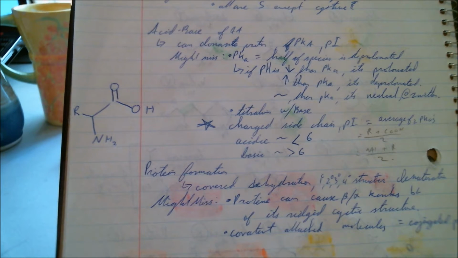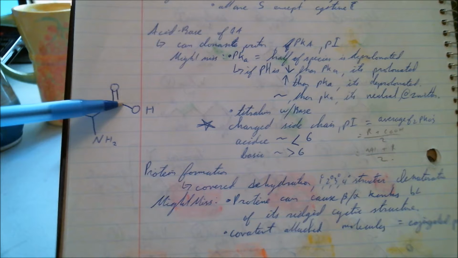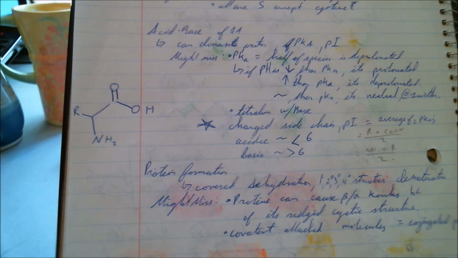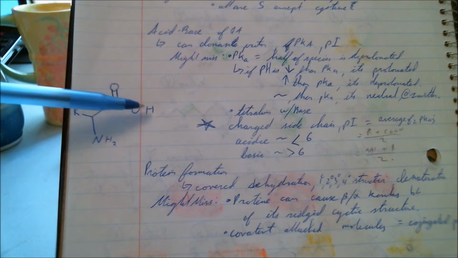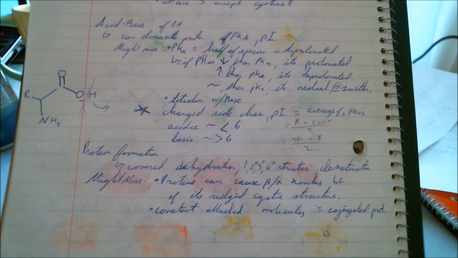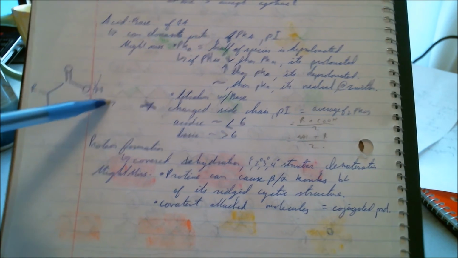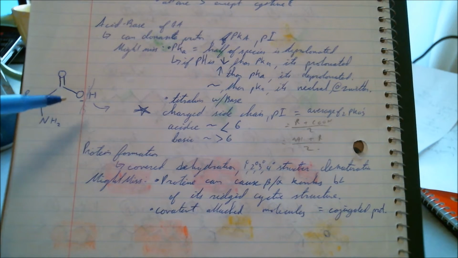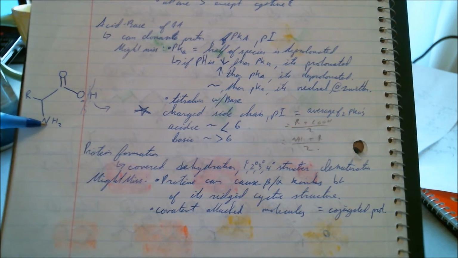This is important because anything below the pKa of this group means that both of them will be protonated. So at a pH of 1, there will be a hydrogen here and a hydrogen here. But if we increase the pH to above the pKa of this carboxyl group, this oxygen here will be deprotonated. But as long as we stay below the pKa of this one, this will stay protonated.